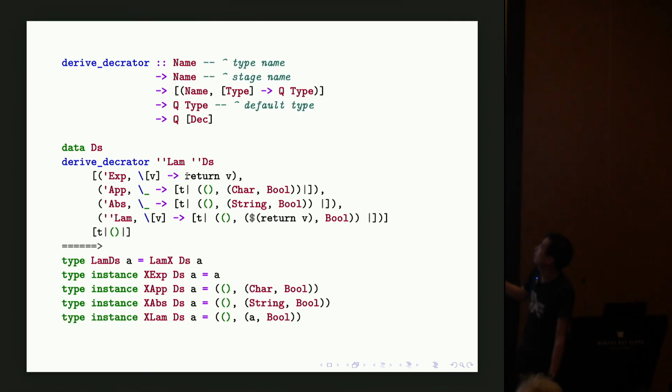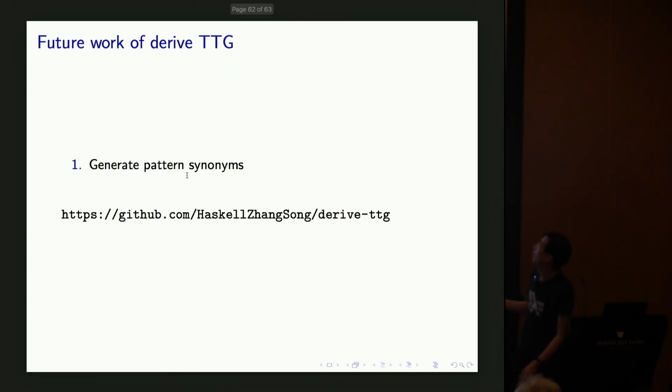And if you want more control with the decorator, like here, you have to pass in a callback with the argument as this type variable of the type families. So in this way you can generate the TDG automatically. And in the future, I may consider generating pattern synonyms for the TDGs.